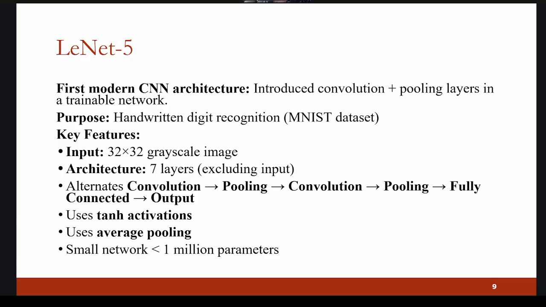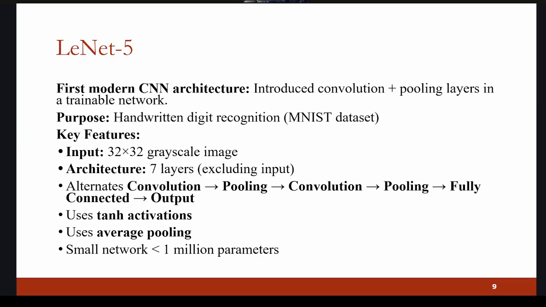The architecture of this LeNet CNN had 7 layers, alternate convolution and pooling layers. Finally, you had a fully connected layer. Here they have used the TANH activation function, and in the pooling layers, average pooling was used. This was a small network which was introduced first, and this network learned less than 1 million parameters.